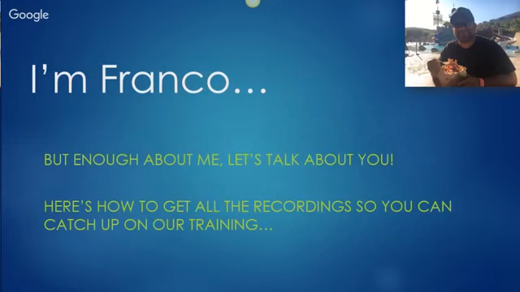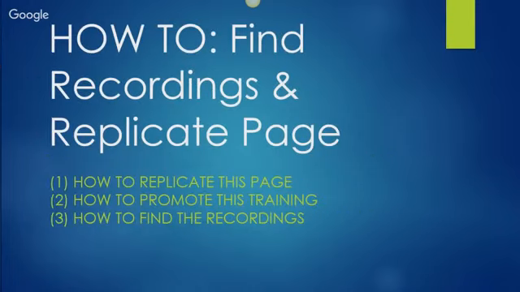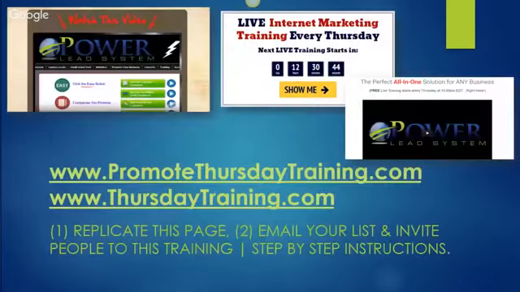So let's show you where you can get the recordings to all of these. So I'm going to show you right now how to find the recordings and how to replicate this page if you're an affiliate. Okay, so replicate this page, promote this training. We've got an email already written for you. All you have to do is click, click, click, send it to all of your prospects to get them either directly to the training page if you want, or to the lead capture page if you want to. Okay, and then I'm going to show you how to find the recordings. Let's go ahead and do that right here on this page.